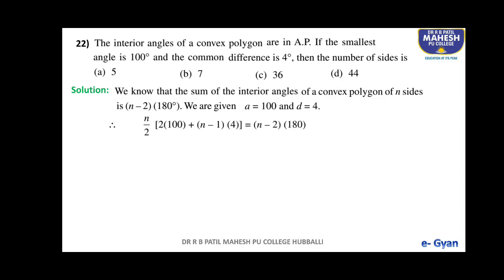Now we have to take the sum, for which we have the formula for S_n. That is n by 2 into (2 into 100 plus (n minus 1) into 4), equal to (n minus 2) into 180, because it is the sum of all the interior angles of a convex polygon of n sides. So now we can simplify this.